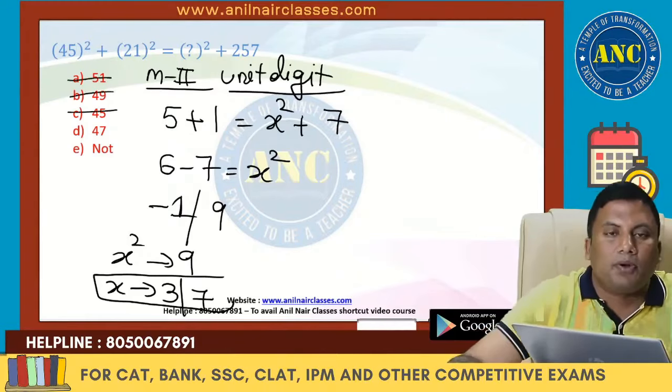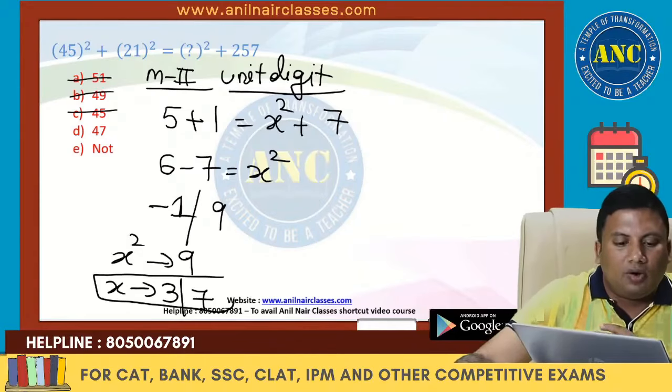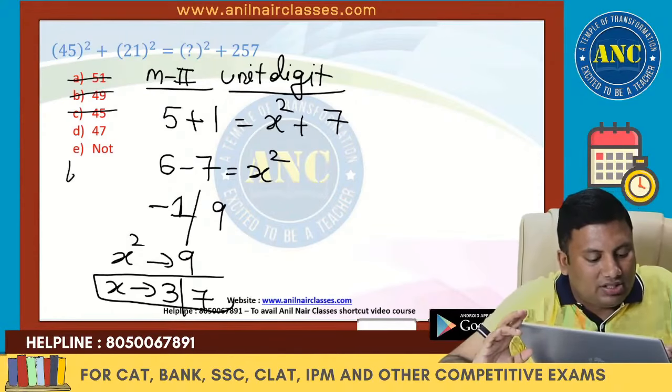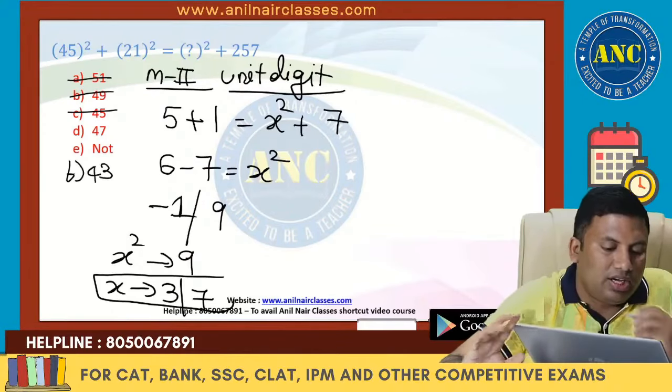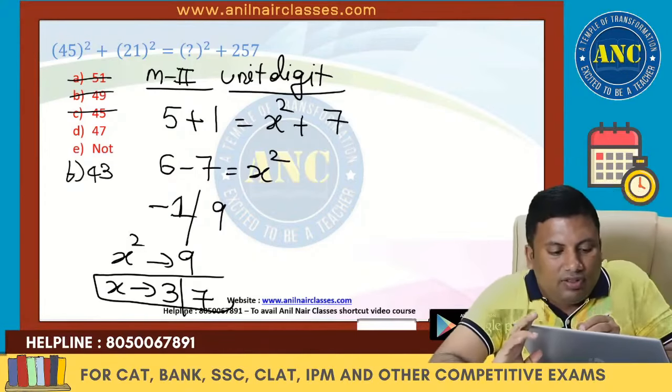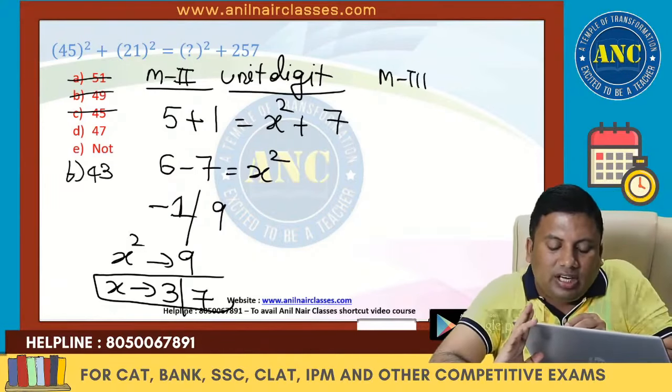This is not possible. I hope it is clear, right? So 3 or 7. Sir, what if the answer is 43? That also a smart student can ask a doubt. If the option is 43, then use the concept of digital sum.